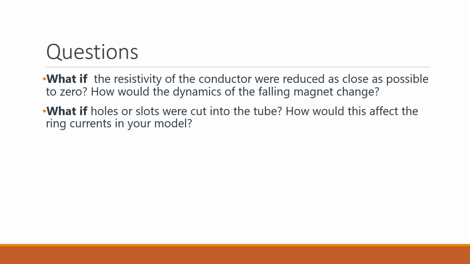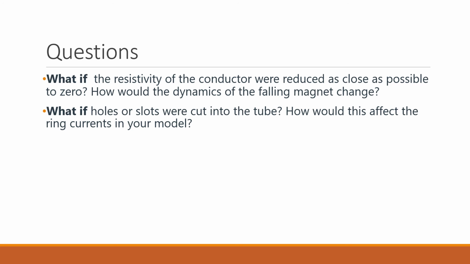So, what if the resistivity of the conductor were reduced as close as possible to 0? How would the dynamics of the falling magnet change? The dynamics of the falling magnet would change because our force is going to be negligible from the aluminum foil. This is because the current is going to be 0, because current is equal to EMF over R, and if R is 0, then we don't have a current. Therefore, our force from the aluminum foil, which is I times delta L times B, is going to equal 0 because our current is 0. Therefore, we would only need the gravitational force.